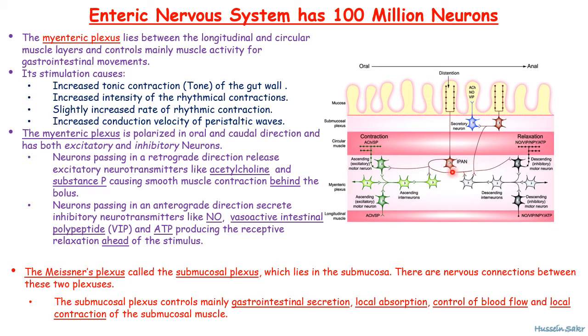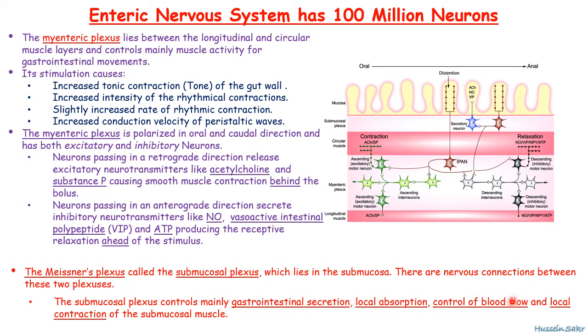At the same time, these neurons are going to stimulate another type of neurons which is present in the anal direction, to release nitric oxide, vasoactive intestinal polypeptide and adenosine triphosphate in order to produce relaxation in front of the bolus of the food. So the enteric nervous system controlling the peristaltic waves has both excitatory neurons and inhibitory neurons: excitatory neurons to produce contraction behind the bolus of the food and inhibitory neurons to produce relaxation in front of the bolus. Again, the myenteric plexus is polarized in two directions, either in the oral direction by stimulatory neurons or in the caudal or anal direction by inhibitory neurons.